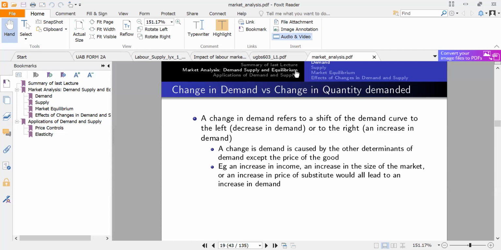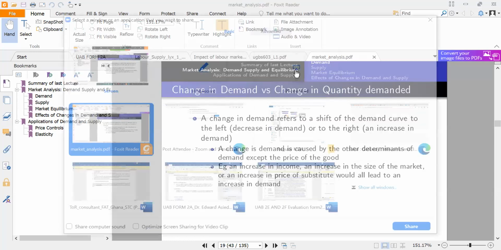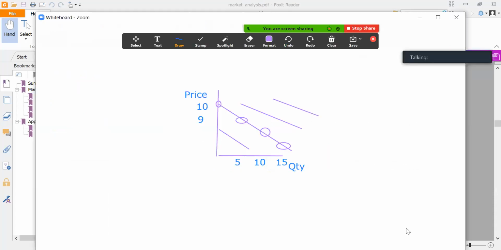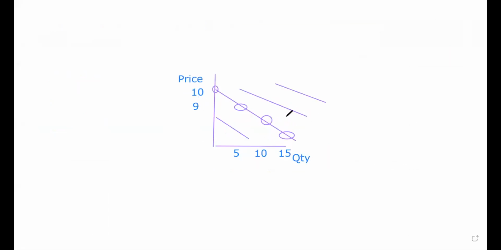Demand curve will shift to the right if your income increases. If your income decreases, your demand will shift to the left. Okay, it's very important.